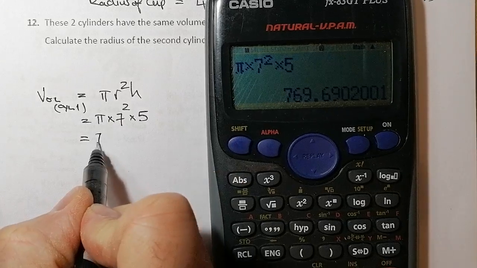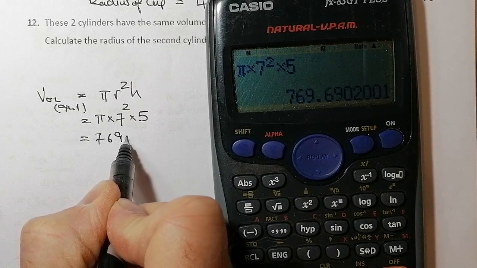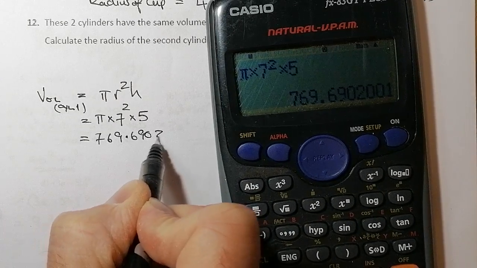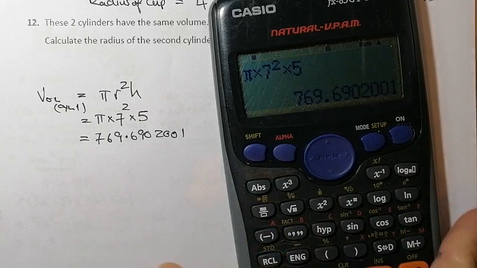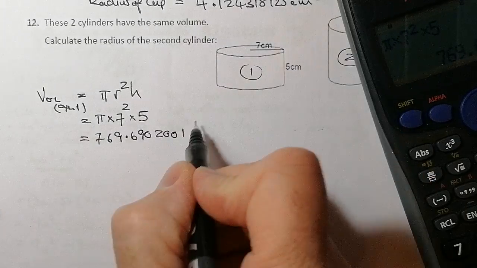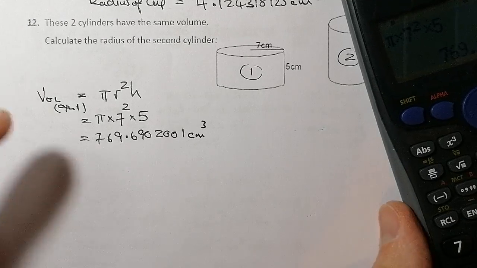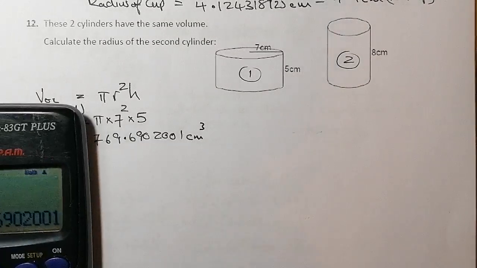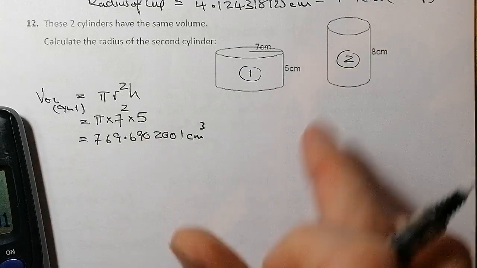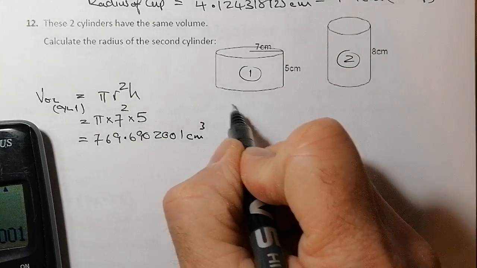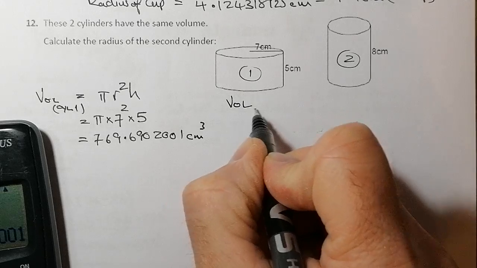769.96020001. Okay, just going to leave that as it is. Working in centimetres, and because it's volume, I'm going to get my units correct there. So there's the volume of that one. Right, so I know that the volume of this one here equals the volume of that one. So again, what we've got is volume of cylinder 2.